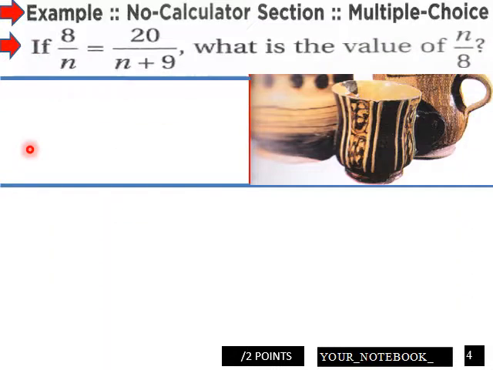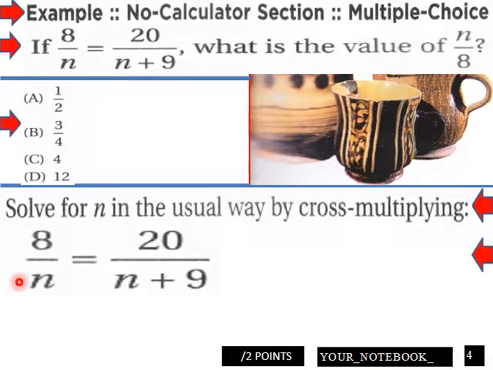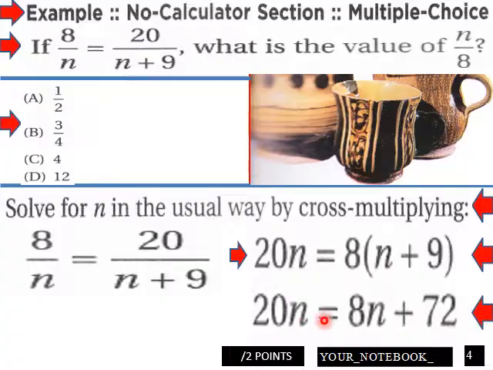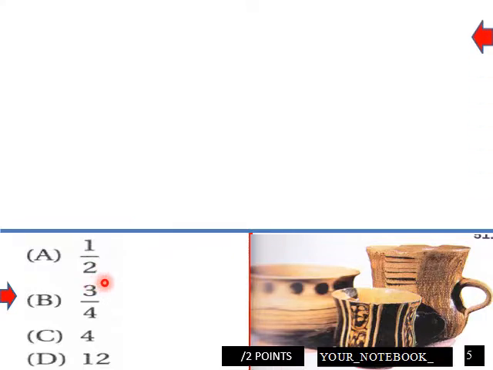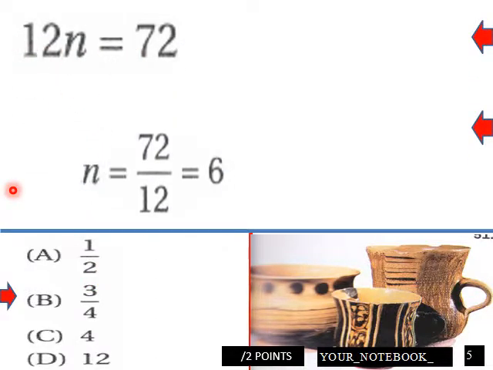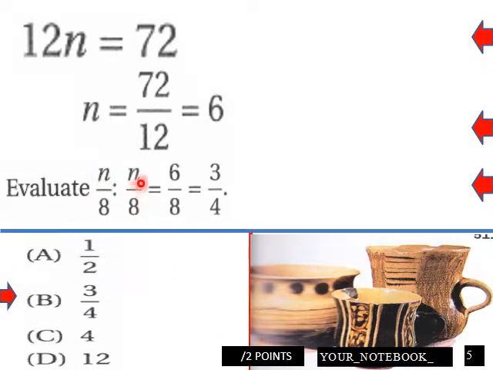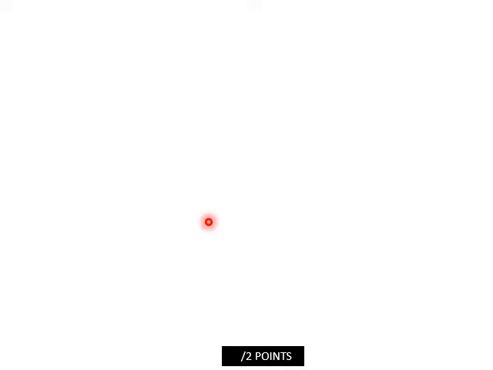No calc section, multiple choice. If this equals that, what is the value of n over 8? Here are our possibilities. Solve for n the usual way by cross multiplying. We get this expression here. 12n equals 72, so we get 6. And then evaluate n over 8, so n over 8 would equal 3/4. Correct choice is B. So that'd be how that works.